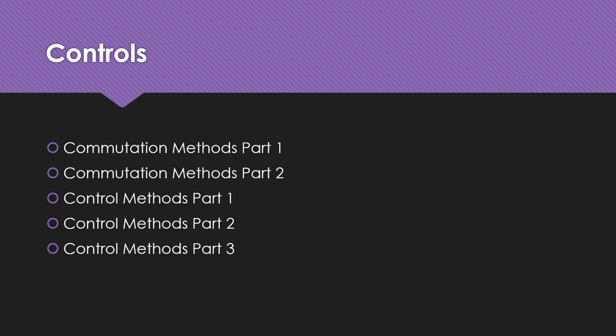From there, we'll move into control, so we'll talk about some different commutation methods. This is how we generate the signals that control the inverter. We'll talk about six-step commutation, sinusoidal PWM, and space vector PWM. Then we'll go over different control methods. This is how we adjust our commutation to achieve the desired speed or torque. Specifically, we'll go over trapezoidal control, V over F control, and finally field-oriented control.